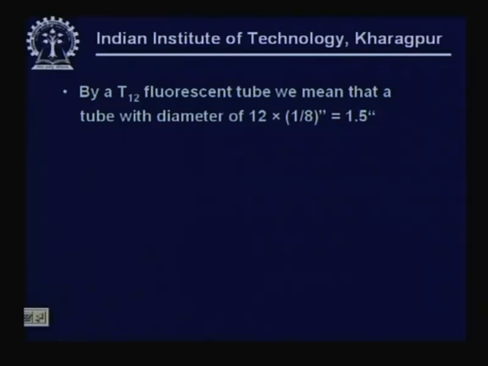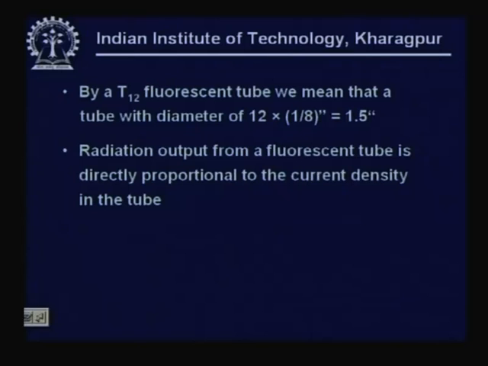So, that is the thing, but there is a tendency to go in for smaller diameters, and inversely proportional to the current through the discharge tube. By a T12 we mean that it has a diameter of 1.5 inch. Radiation output from a fluorescent lamp is proportional to the current density in the tube.